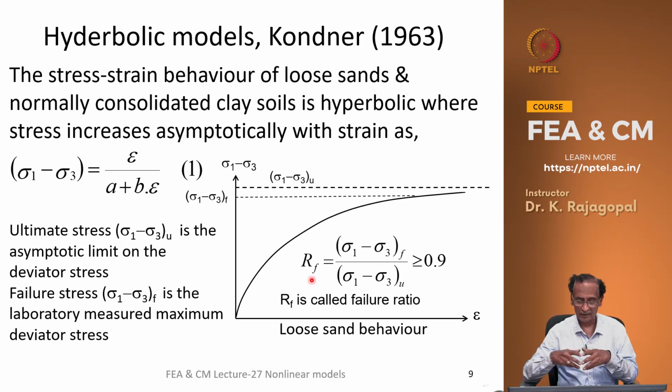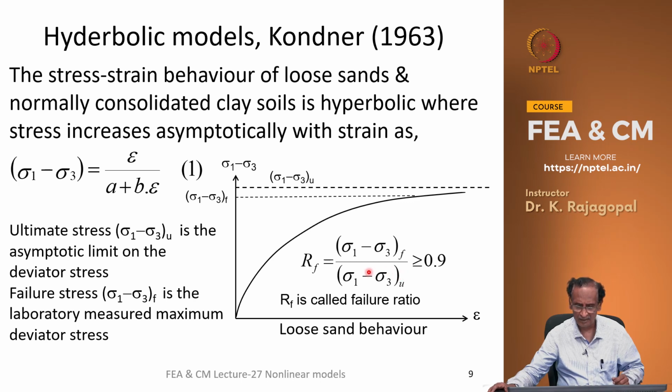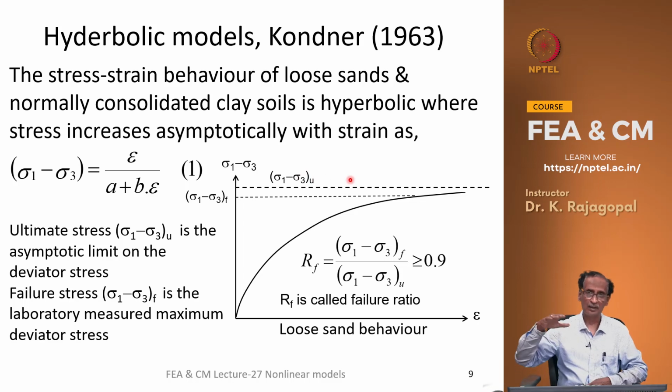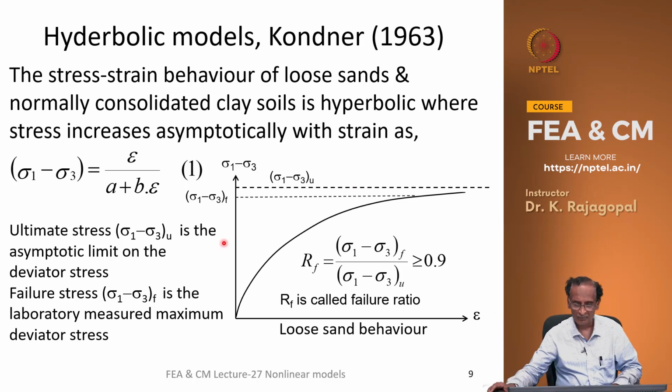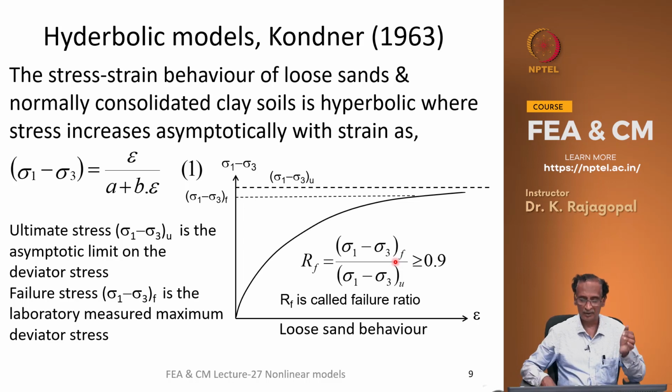And then they defined one ratio called the failure ratio RF as sigma 1 minus sigma 3 f by sigma 1 minus sigma 3 u. The sigma 1 minus sigma 3 f is what we determine from the laboratory test, and this ultimate stress is a theoretical limit that could be achieved at a very large strain. For ideal loose sands this ratio will be more than about 0.9, and for a dense sand it could be very low, about 0.5 to 0.6.